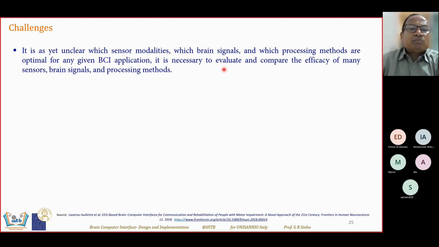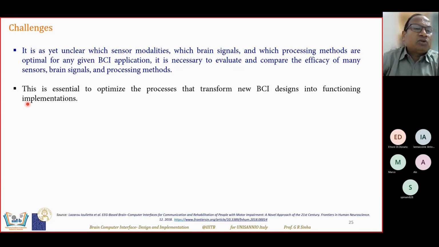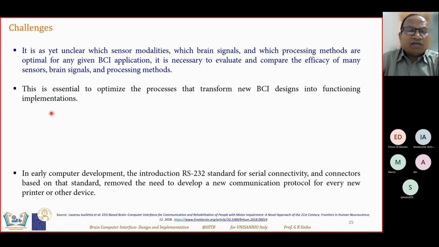Therefore, it becomes essential to evaluate and compare the efficacy of those signals, those sensors, and even the processing methods. And for that, there are a lot of optimization methods which are used. So it becomes important to optimize the processes which transform new BCI designs into functioning implementations.